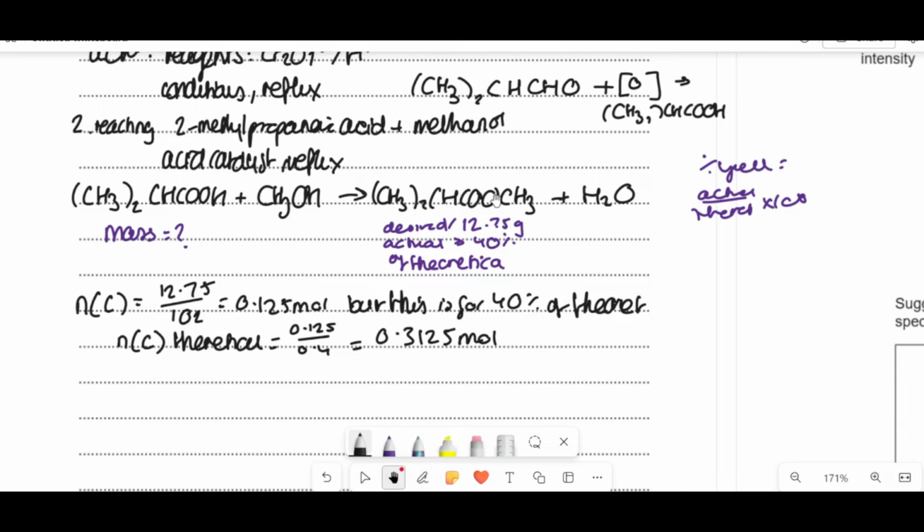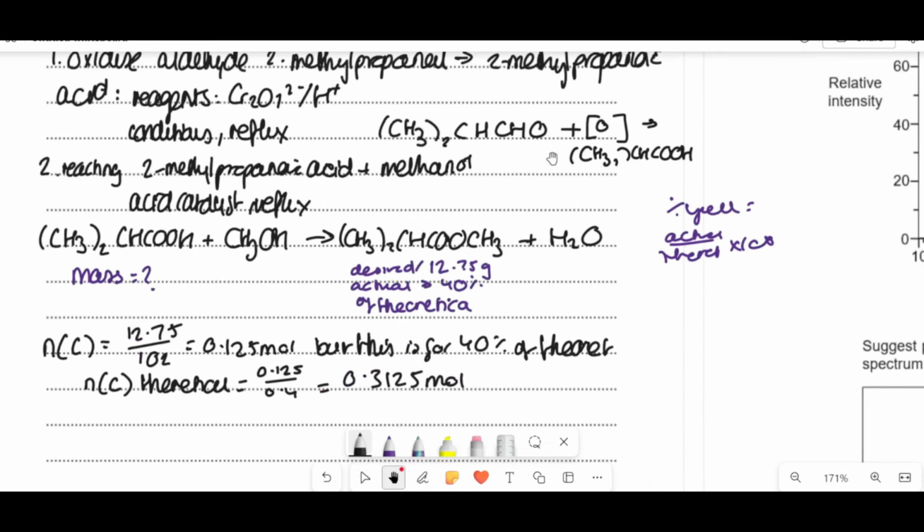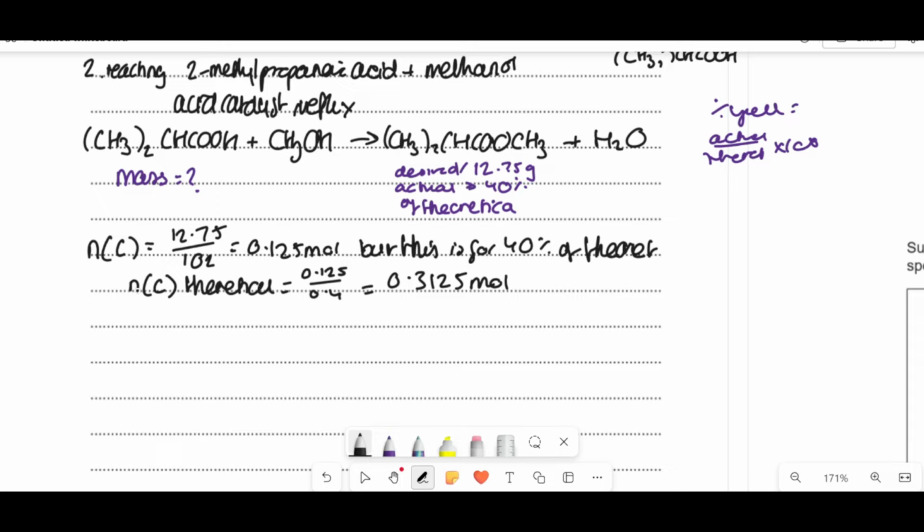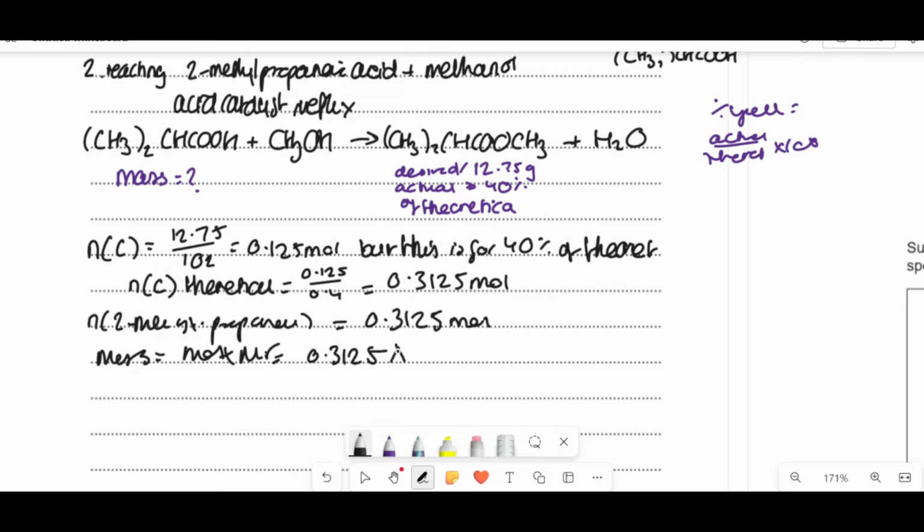Cool. So then you can tell, because we've written out all these equations and also sketched it out there, the mole ratio between the 2-methylpropanol and this ester is eventually 1-to-1. So therefore, the moles of the 2-methylpropanol is also going to be 0.3125 moles, right? Therefore, the mass would equal moles times Mr, which is 0.3125 times the Mr of 2-methylpropanol, which is 72. If you do that, you end up getting 22.5 grams.